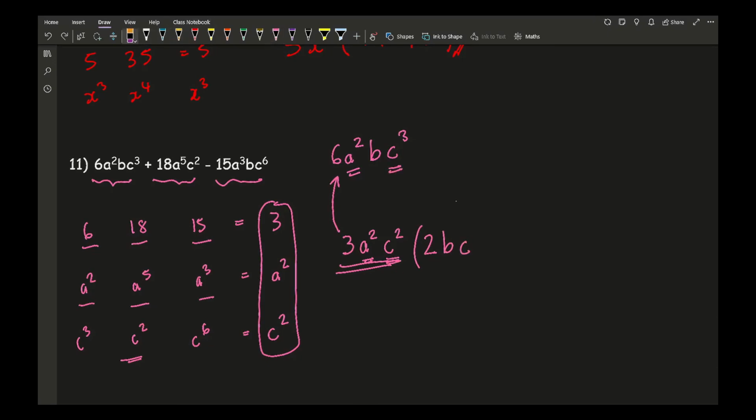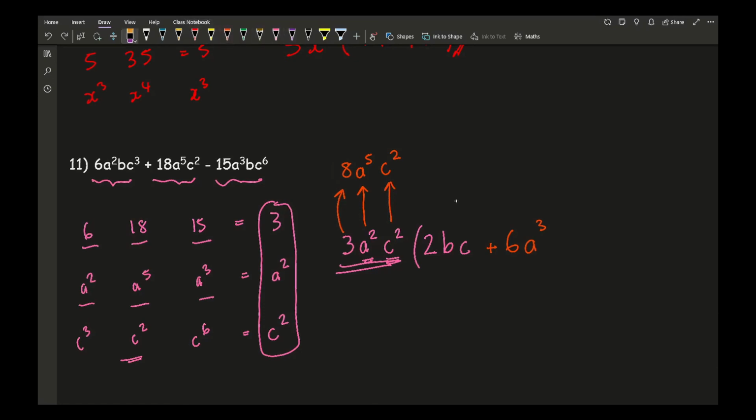Now moving on to the second term, so let me just get rid of all this. So moving on to the second term, I've got 18 a to the power 5 c squared. Now I've got 3, but I want 18, so what do I have to multiply 3 by to get 18? Well, that's going to be 6. I've got a squared, but I want a to the power of 5, so how many more a's do I need? Well, I need 3 more. And I've got c squared and I want c squared, so that's absolutely fine. I don't need any more c's, so that can stay as it is.